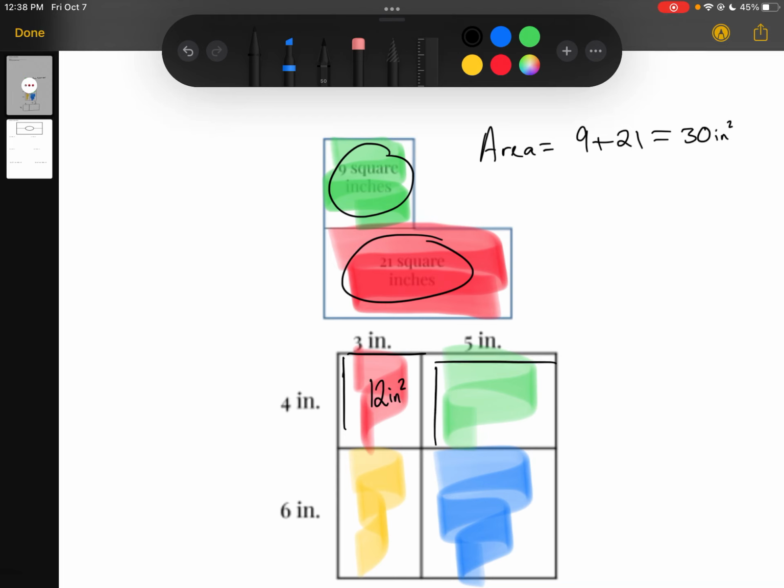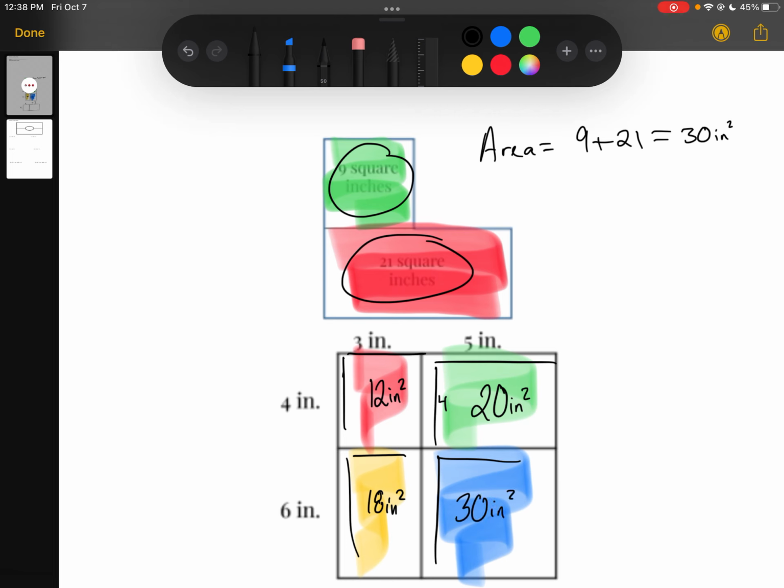This side is 5, this side is still 4. So 5 times 4 is 20. This side is 6, this side is 3, so we get 18. And then this side is 6, this side is 5, so we end up with 30.